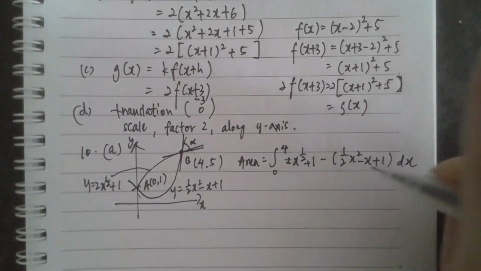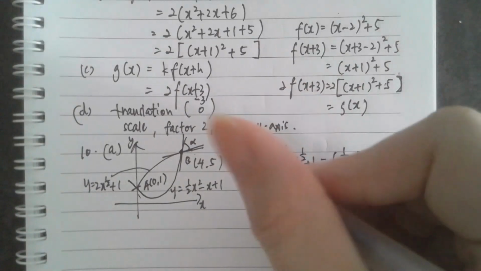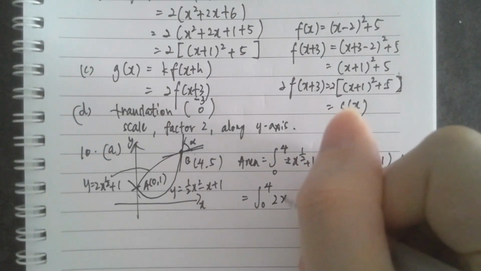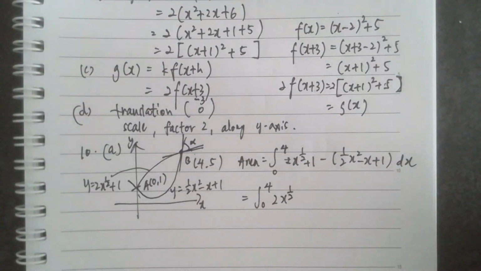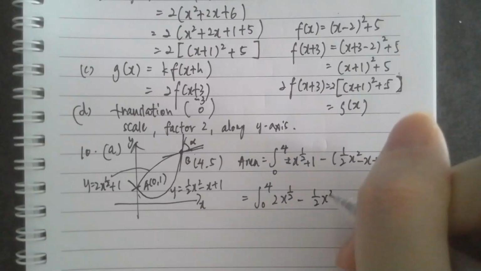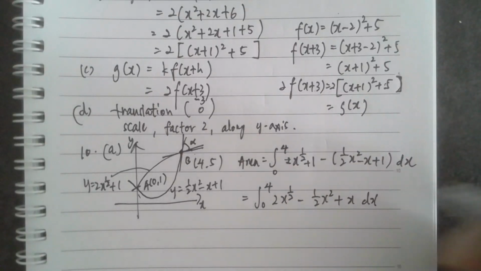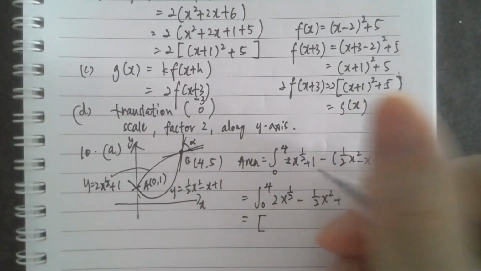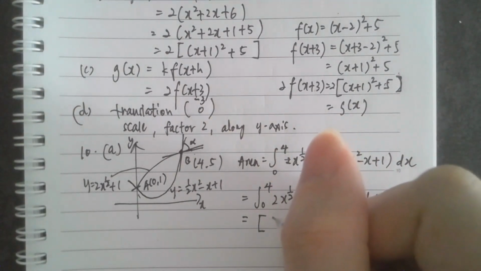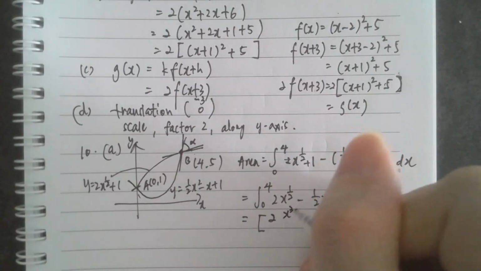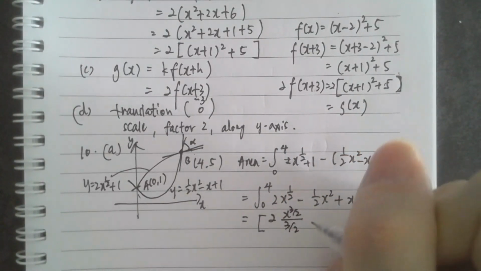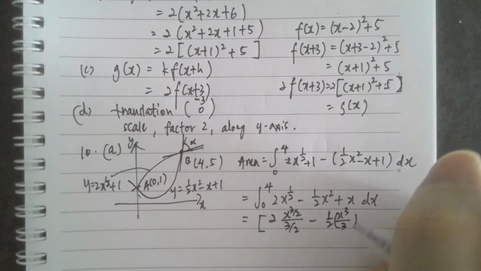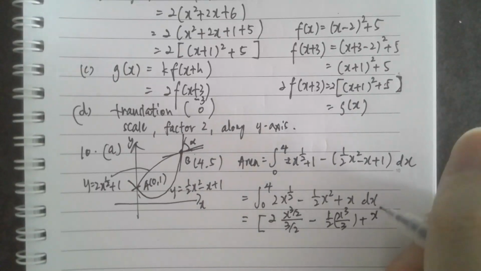Alright, so let's simplify what's inside. So this becomes the integration from 0 to 4 of 2x to the half plus 1, subtract 1 minus half x squared plus x, dx. So we can integrate this one term at a time. This will increase by 1, which is 3 over 2: x to the 3 over 2 divided by 3 over 2. Increase by 1: half x to the power 3 divided by 3. And x squared over 2.